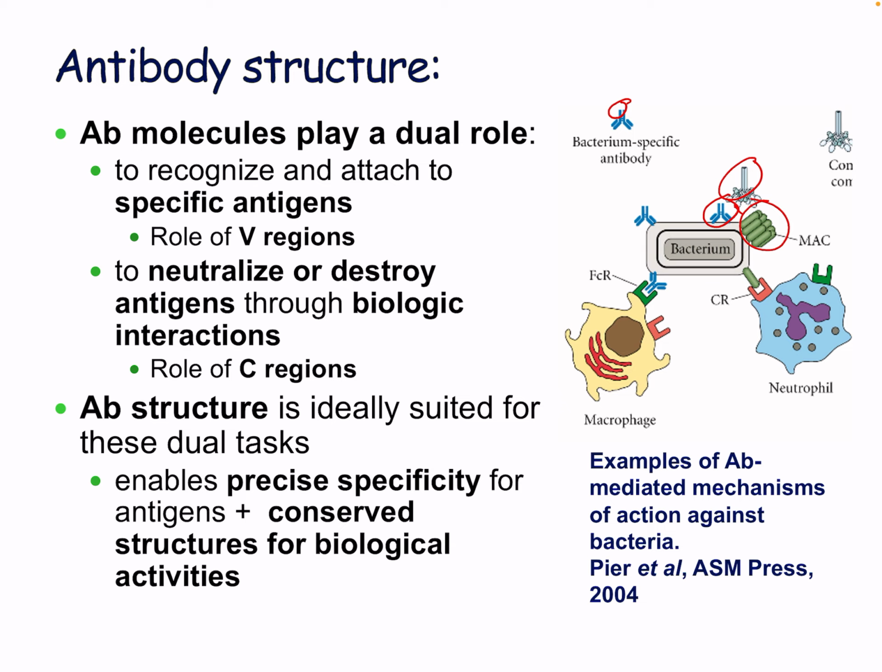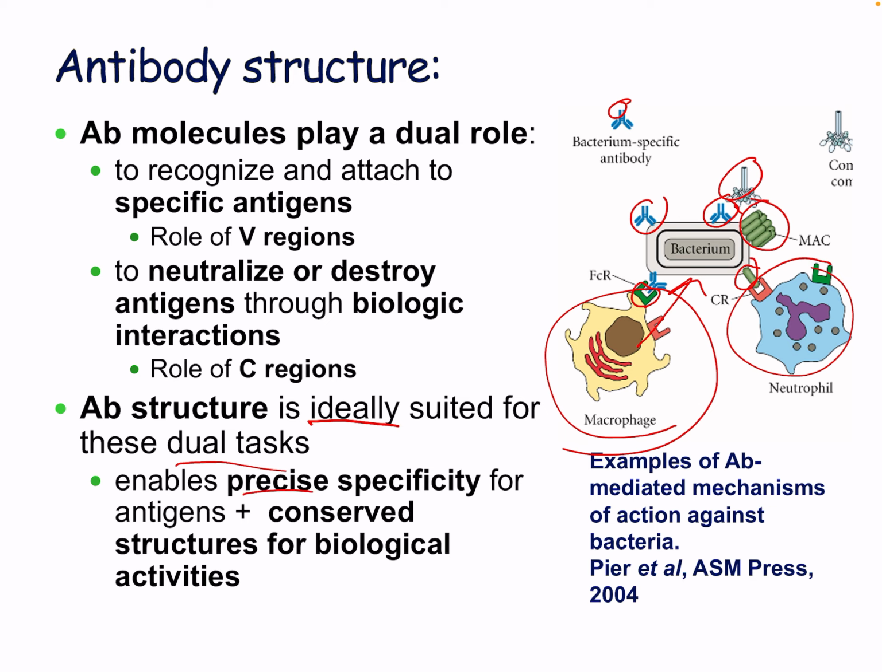If you want to review that, check out lecture 3. Here's a macrophage, through antibody-dependent cytotoxicity, binding to the Fc region, and then it will phagocytose the bacteria. Same with the neutrophil, binding to a complement receptor. So they're not just there to tag and work with T cells. They also work with a ton of innate immune cells. The antibody structure is ideally suited for these dual tasks. It enables precise specificity for antigens and conserves structures of biological activity.